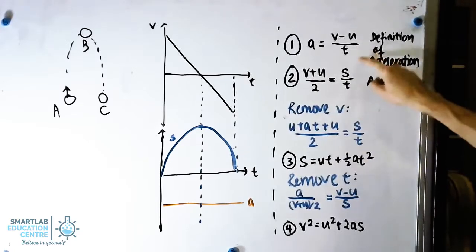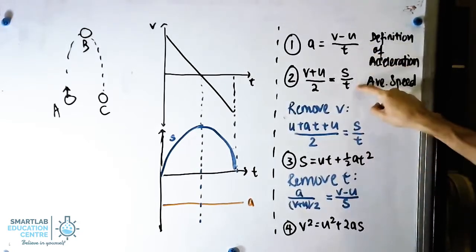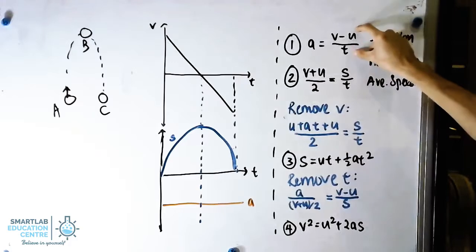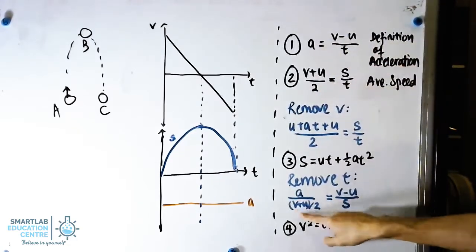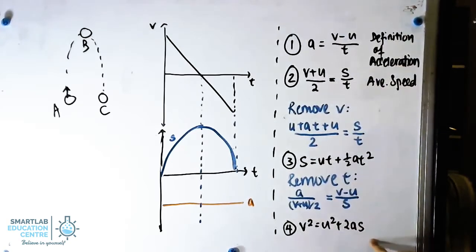Using the same equations 1 and 2, we could now try and get rid of t by dividing this expression with this and this with this, and your t will cancel away. So you end up with v squared equal to u squared plus 2as. So that is actually the 4 sets of formulae that you can use for your calculations on kinematics.